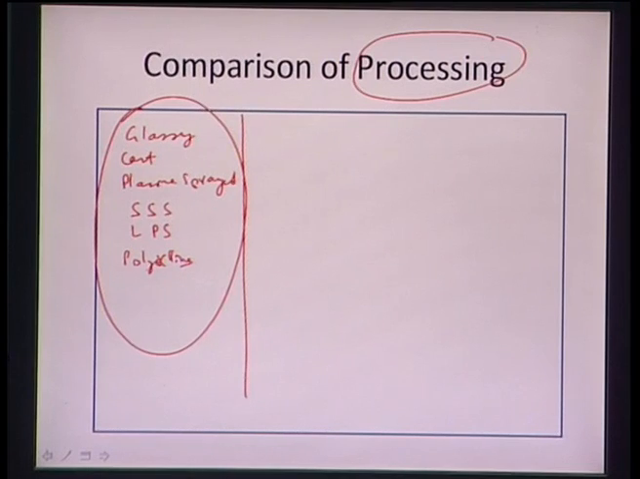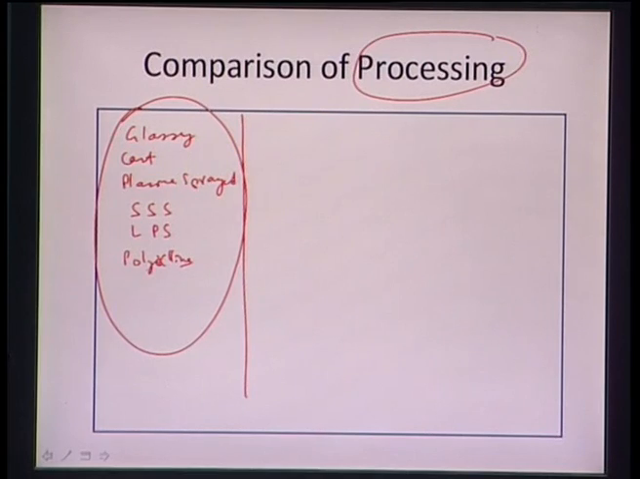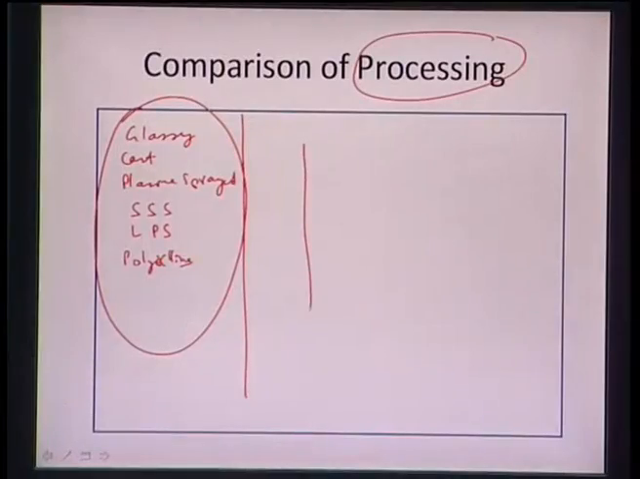So depending on what kind of structure we are looking at, whether it is glassy, a cast structure, or a plasma sprayed structure, we have to play along with the temperature and time cycle of the processing, in which we can alter the various properties which can emerge out of the particular processing technique. So in this case we can draw a time temperature graph.